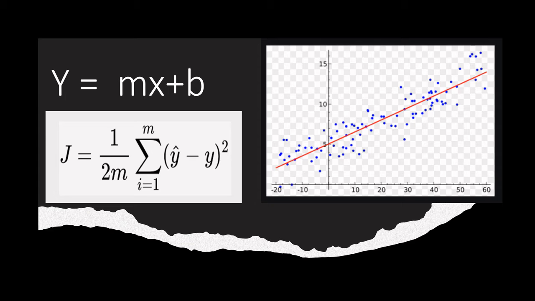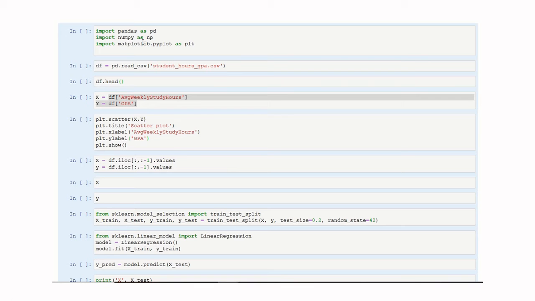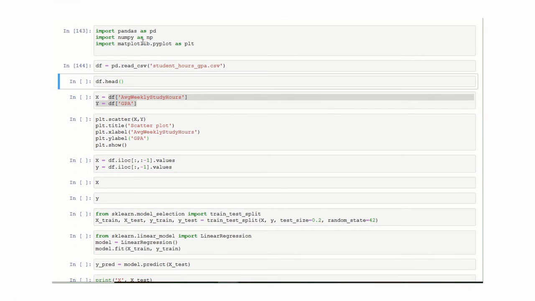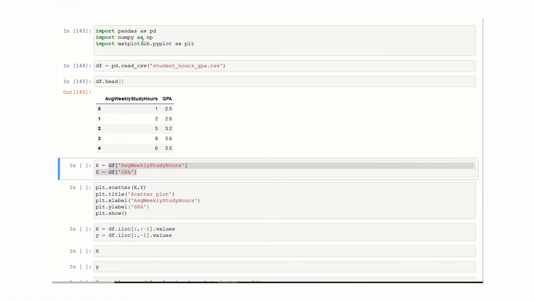Let's see how we can implement this using Python and sklearn library. Here I am using student dataset. This dataset has two columns, average weekly study hours and GPA. Average weekly study hours means the average weekly study hours spent by the student, and this is the GPA that student got.